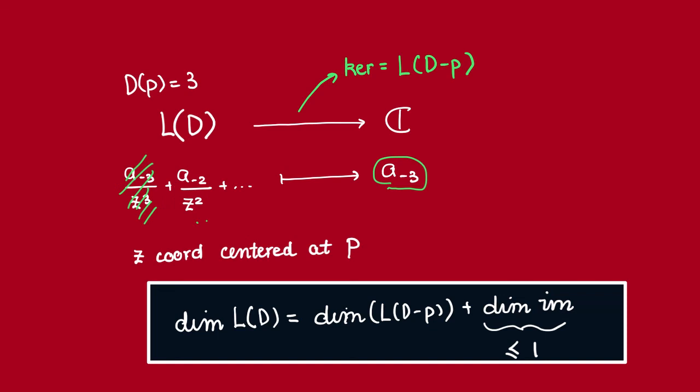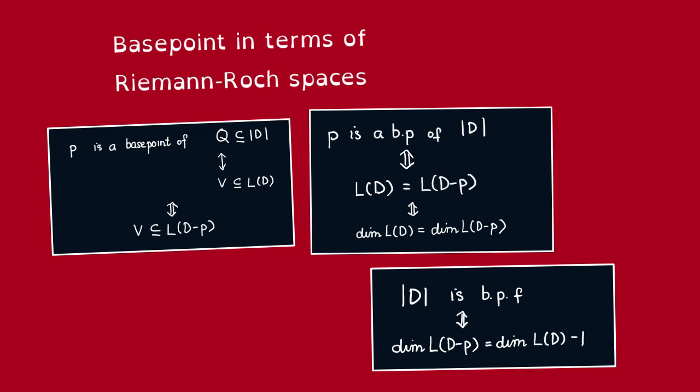So L of D minus P is just going to be the kernel of this. And now, by rank-nullity, we know that the dimension of LD must be the dimension of the kernel plus the dimension of the image. And the image is either 0 or the whole of C, so the dimension of the image is less than or equal to 1. So we see that the dimension of L of D minus P is either going to be equal to the dimension of LD or the dimension of LD minus 1. This allows us to rephrase the condition that this complete linear system is base point free in a way that is very convenient, only about dimension. The dimension of L of D minus P must be equal to the dimension of LD minus 1.